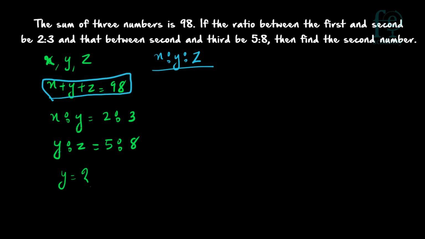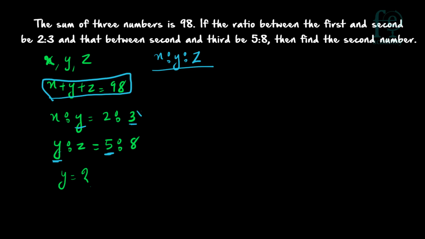So which factor is common? Y is common in both these ratios. So our aim is to make the term y same in these two ratios. In x is to y and y is to z, the term y should become same. In both the ratios, the y term should remain same. So for that what we can do, what is the LCM of 3 and 5? The LCM of 3 and 5 is equal to 15.